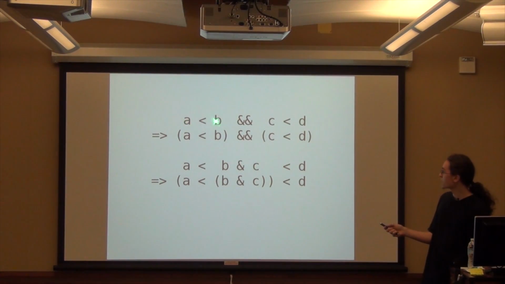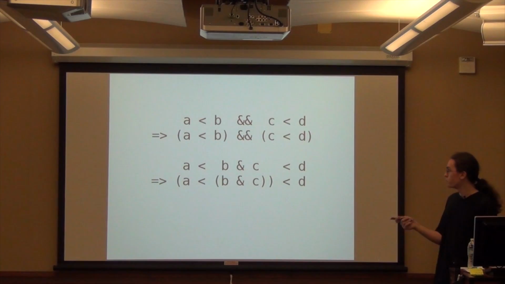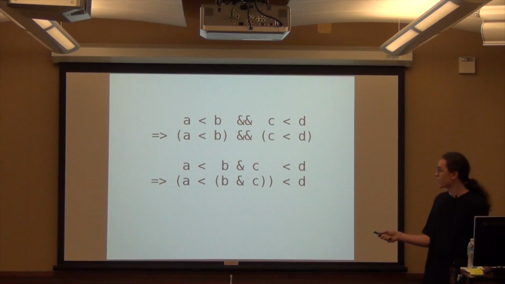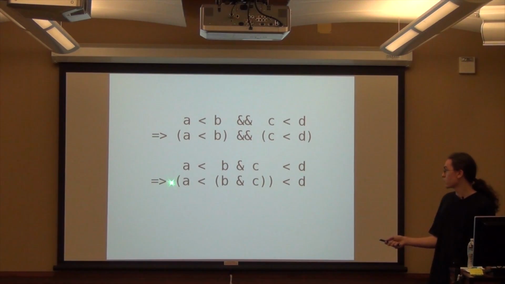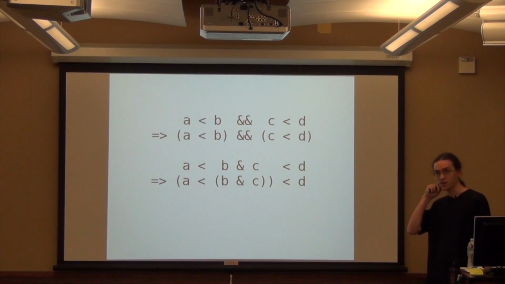So if you write A less than B and C less than D, this is how it binds. You're checking that A is less than B and C is less than D. But if you write A less than B bitwise and C less than D, it thinks of this as a mathematical operation. So it binds like this instead, which is obviously incorrect.